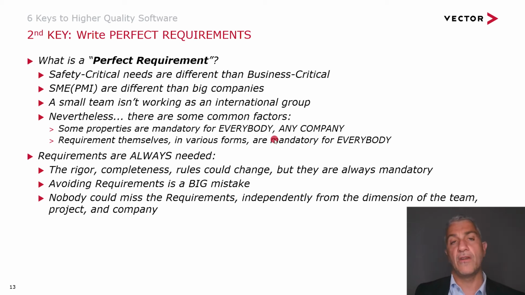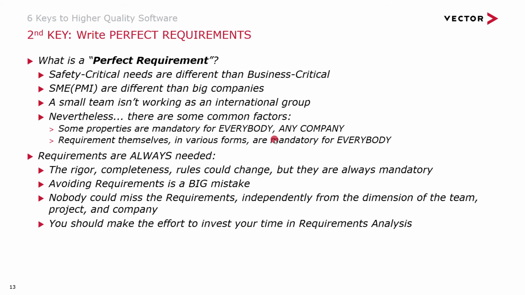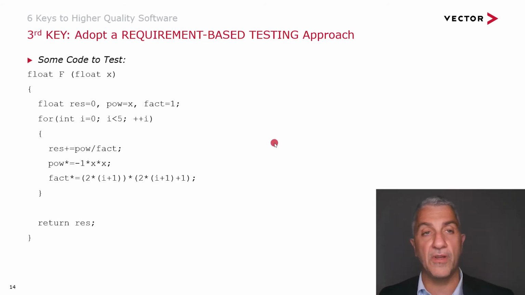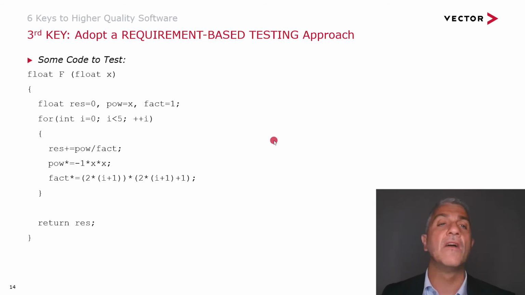And in order to reach good software quality, you should make the effort to invest your time in a very good requirement analysis and to write a very good requirement specification. The third aspect: once you have a good requirement, then you unlock the third key, which is to have a good requirement-based testing approach.